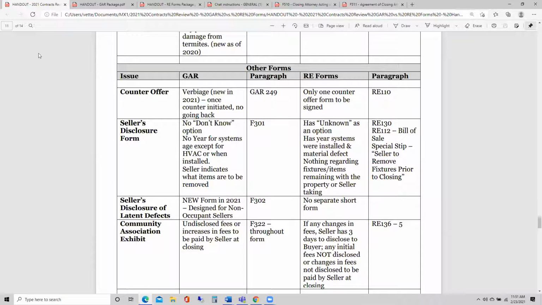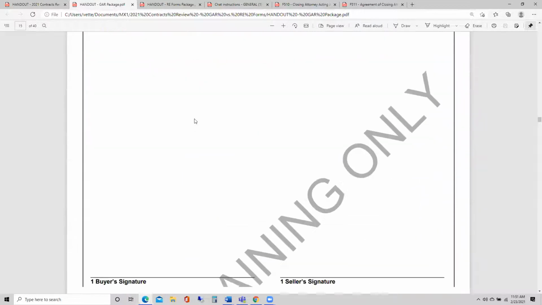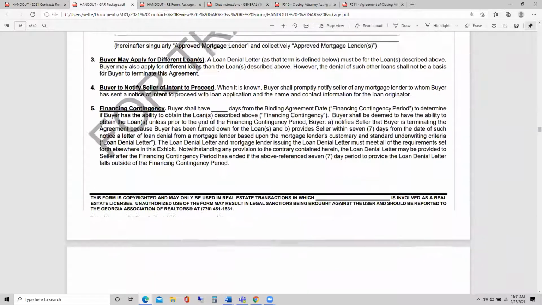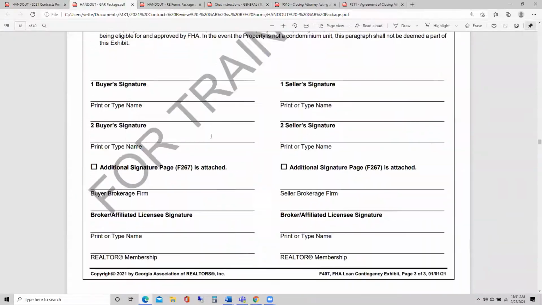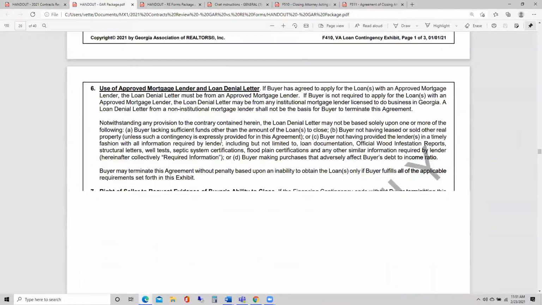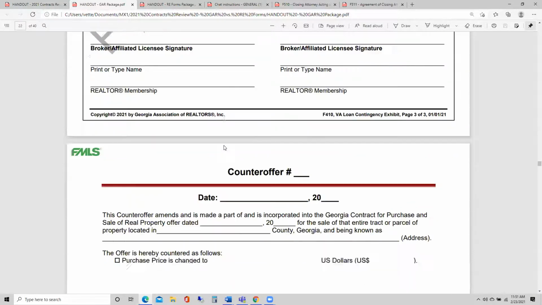All right. If an amendment is presented to either party, nobody has to sign it. You don't have to agree to an amendment after you are binding. Okay, moving along. Counteroffer form. In 2021, there is new verbiage in, close your eyes so you don't get seasick.